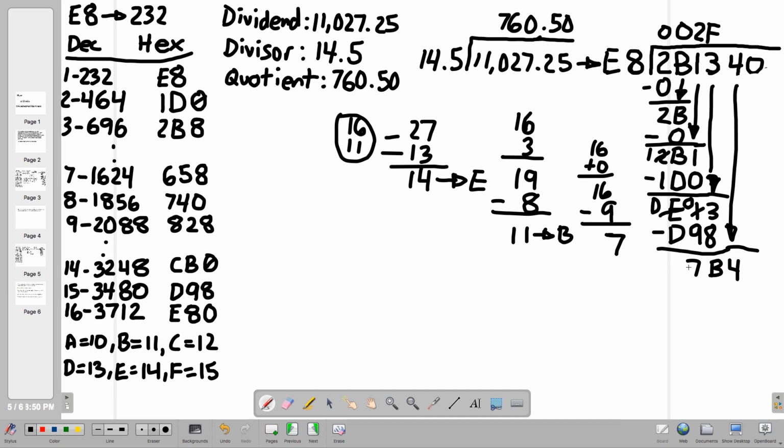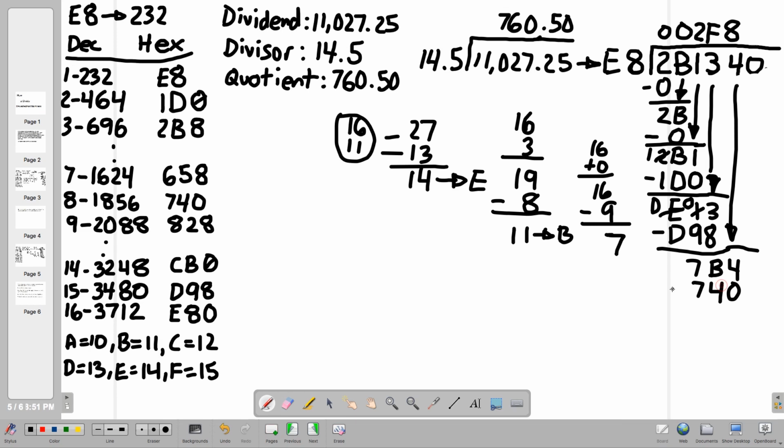And so this gives us 7b4. So that completes the cycle, and we ask the next question: does E8 go into the value 7b4? And the answer is yes, it does. It goes in 8 times, because 8 times E8, as we show to the left, is the hexadecimal value 740. So 740 goes here.